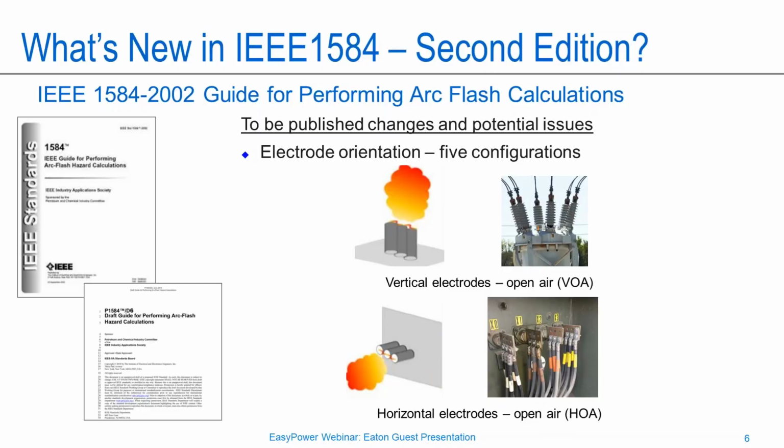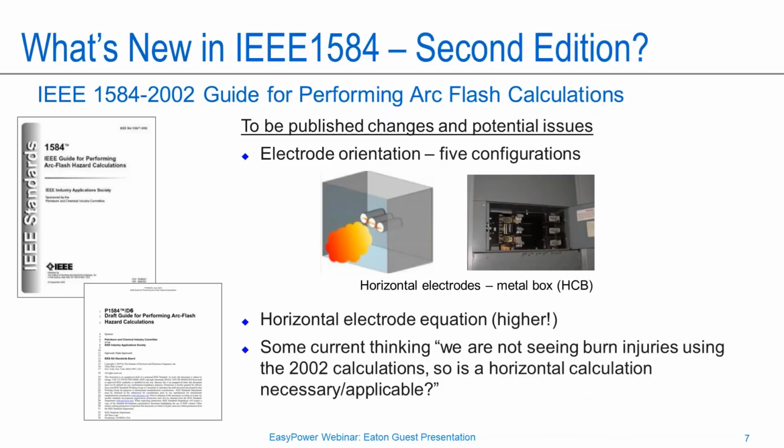And finally, the last one, which is turning out to be, I think, the most contentious, so there's lots of discussion around this, was the horizontal electrodes in a metal box, HCB. Again, the image and an example. In this case, there are certain designs of panel boards where you can have a removable circuit breaker, and you might take the breaker out, and you can see in the remaining cell that you've got conductors that are facing directly outward from the enclosure. The thing that's most contentious about this is that in general, the horizontal configuration calculations come out higher.